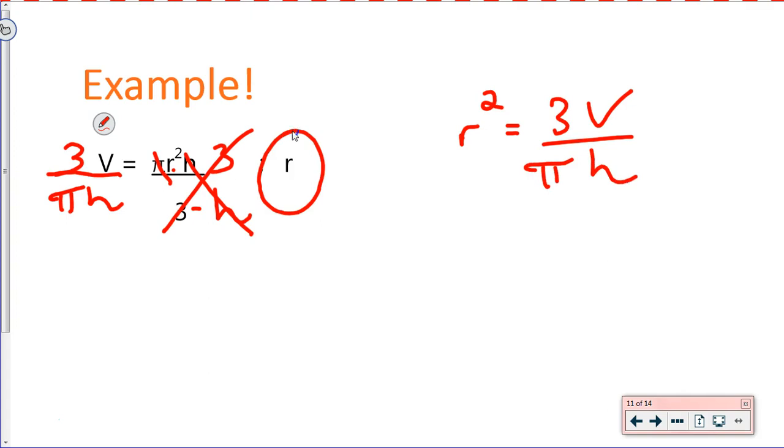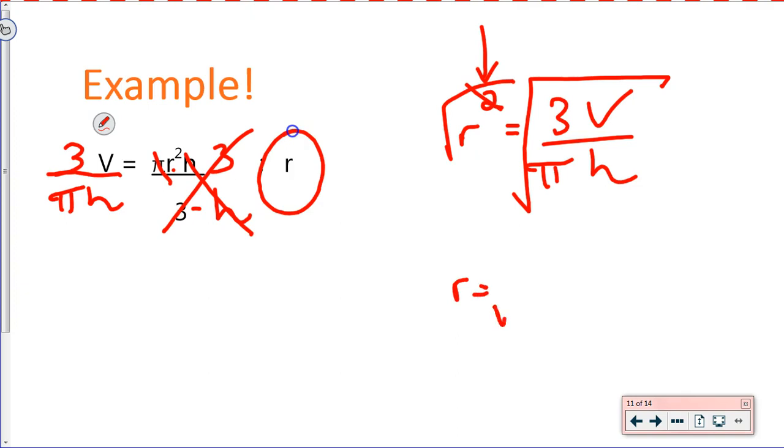Now, this is where we have to start looking at really doing the opposite. What is the exact opposite of squaring something? Square root! It is the square root. On a calculator, it's the same button, but with a second function. So if I took the square root of both sides, I would be getting rid of that squared. R is equal to the square root of 3V over pi h.